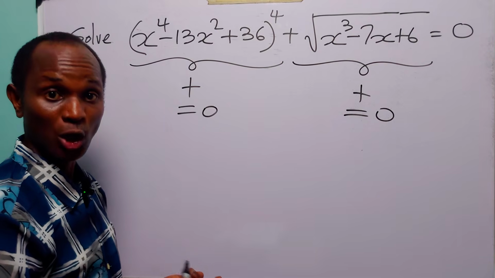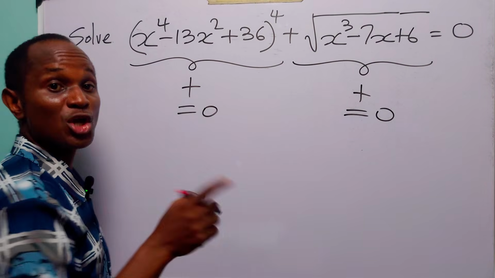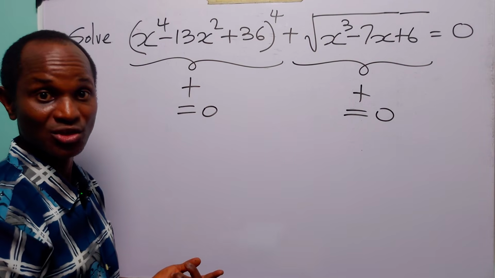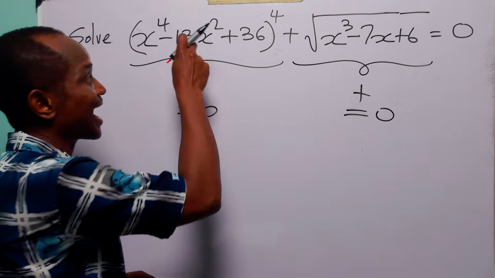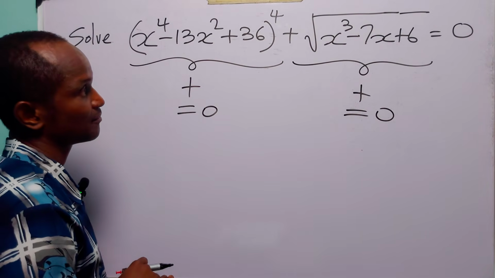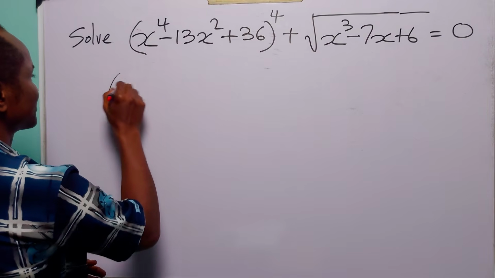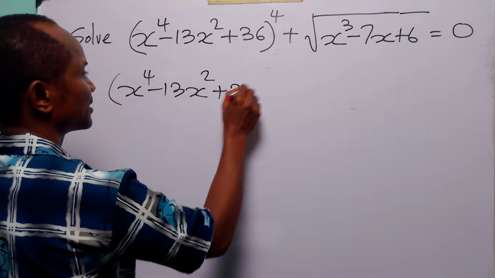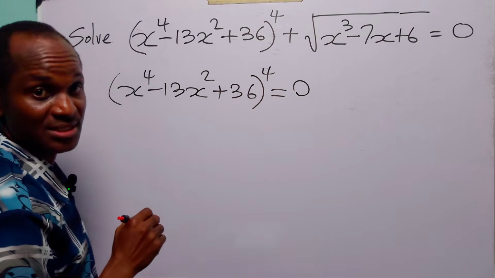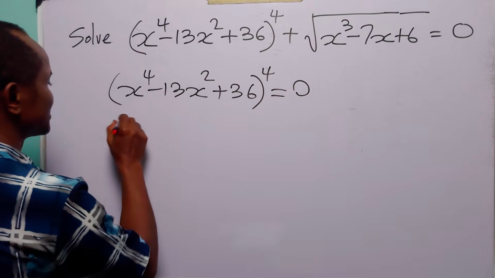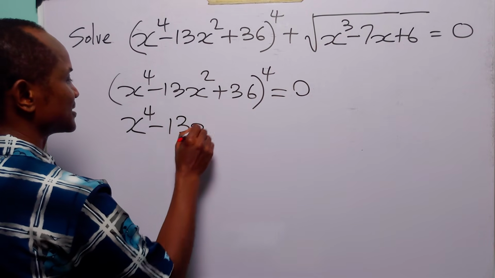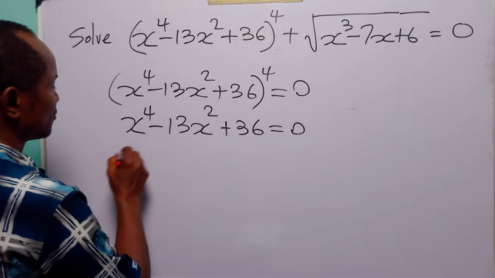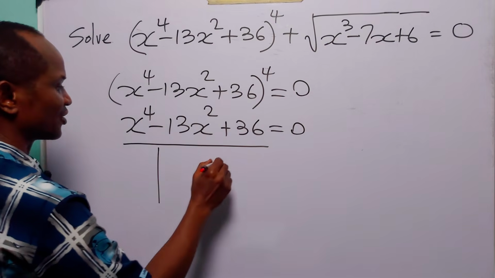So to solve this equation, all we have to do is to equate this to 0, solve and get the solutions. Equate this to 0, solve and get the solutions, and then select the solutions that are common to both equations. Now, in this case, we have that x to the power 4 minus 13x squared plus 36 to the power 4 is equal to 0. Of course, you know that this simply means that x to the power 4 minus 13x squared plus 36 is equal to 0. Now, we can solve this quadratic equation by factorization.